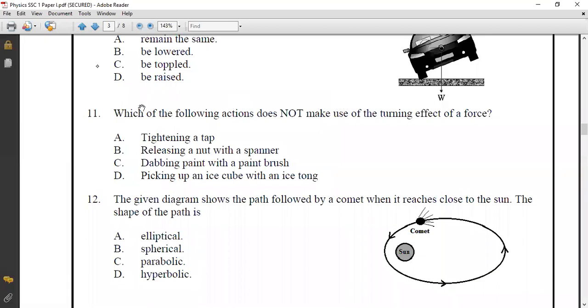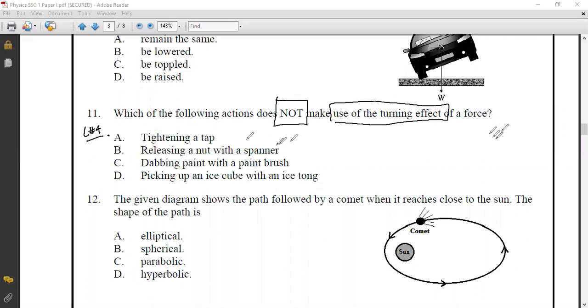So next we have question number 11, from chapter number 4, turning effect of forces. In these options, we have applications of turning effect with one exception. In one option, there is no turning effect, while three of the options have the turning effect: tightening of a tap, releasing a nut with a spanner, in which force produces the turning effect, and picking up an ice cube with ice tongs also produces the turning effect. Dabbing paint with a paintbrush does not include the turning effect of force.